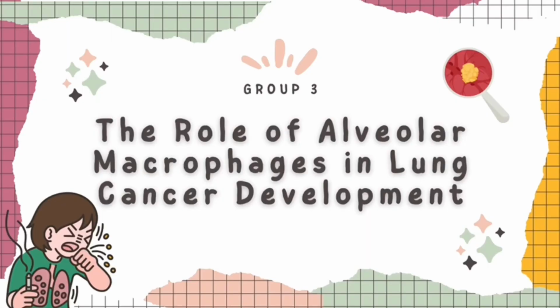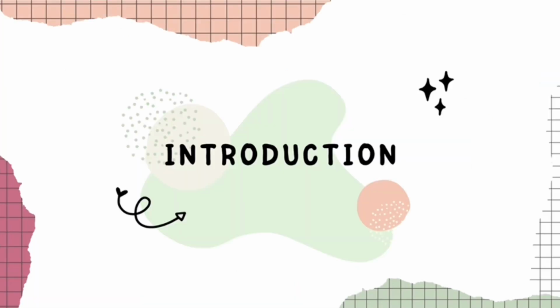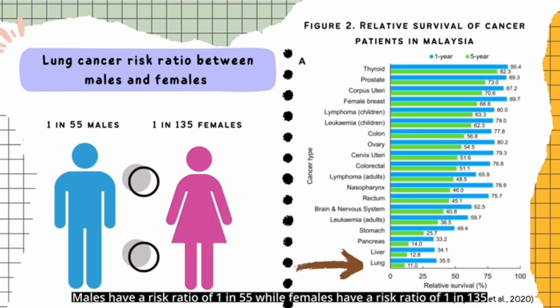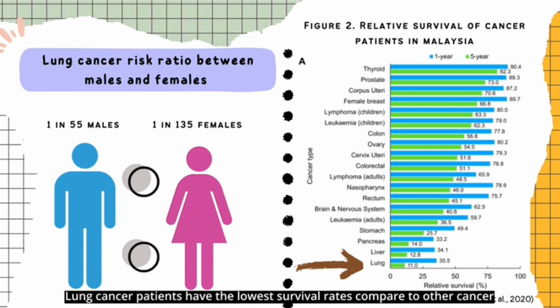The role of alveolar macrophages in lung cancer development. Introduction. From the graph, lung cancer is listed as one of the three most prevalent malignancies in Malaysia. Males have a risk ratio of 1 in 55, while females have a risk ratio of 1 in 135. Lung cancer patients have the lowest survival rates compared to other cancers.